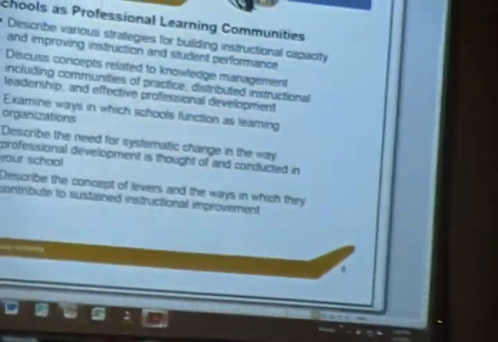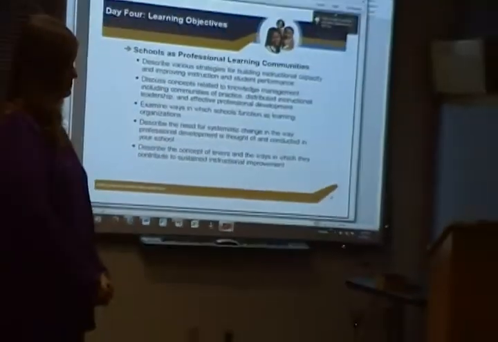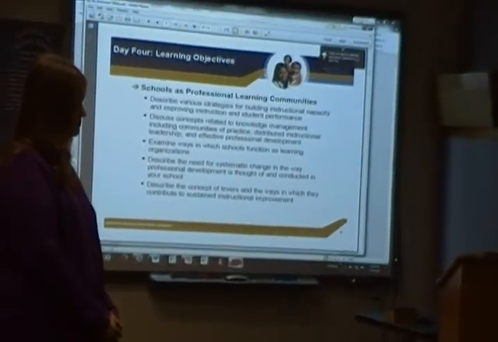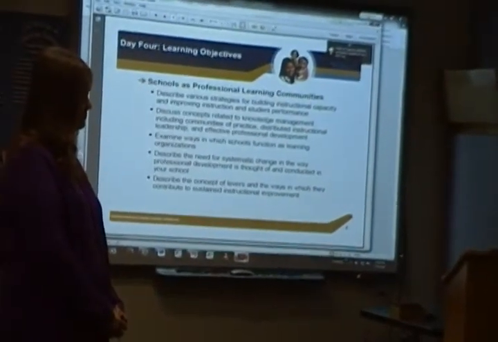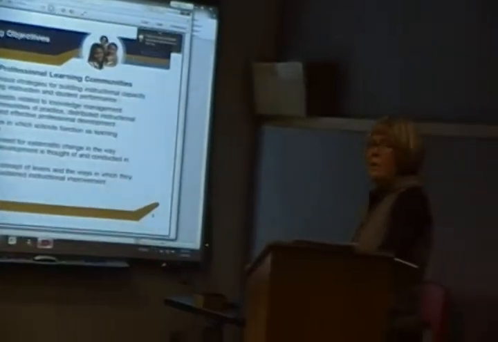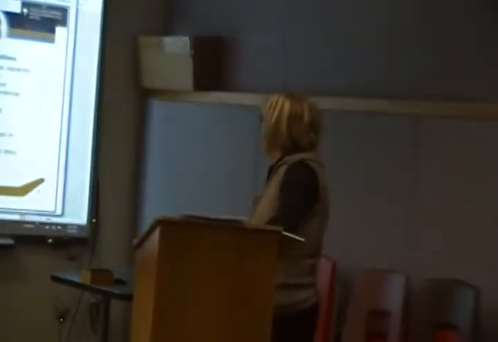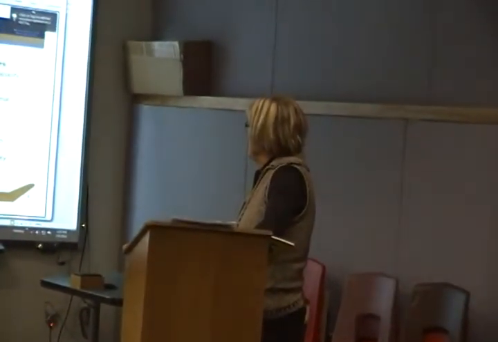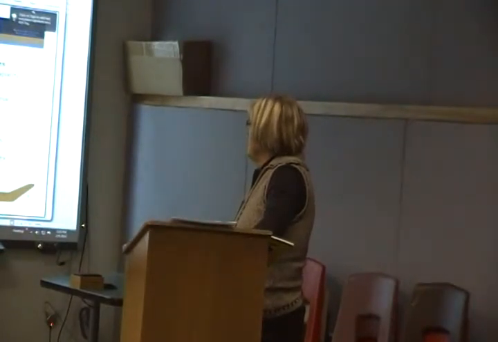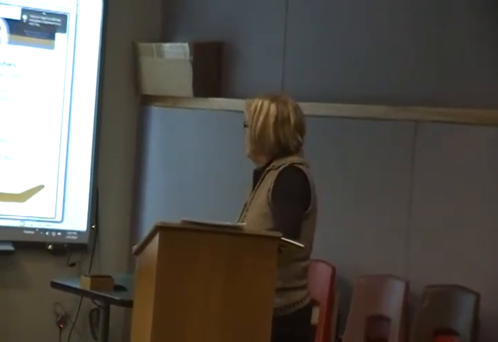We have 5 key objectives actually for today when we look at the day in its entirety. You have those in your participants manual as well. We have them on the overhead here. We're going to be looking at describing various strategies for building instructional capacity. We're going to discuss concepts related to knowledge management, and you read last evening about communities of practice and this notion of distributing leadership within schools. We're going to examine ways in which schools function as learning organizations.